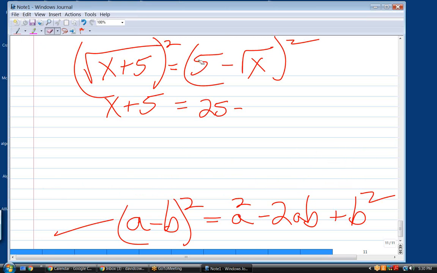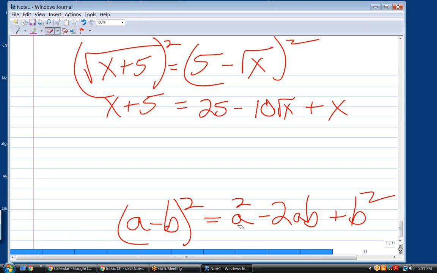So the first term is this number squared. What's the next term? 5x? No, I have to multiply 2 times 5 times square root of x. So that's 2 times 5 times root x. That's the middle term, or 10 root x. And then finally, the last term is this thing squared, which is just x. Okay? With me?